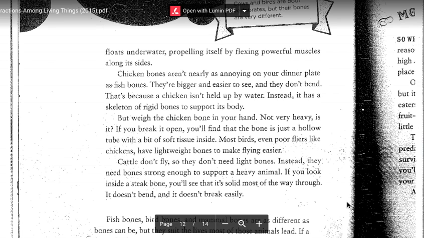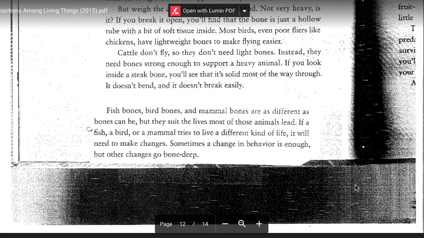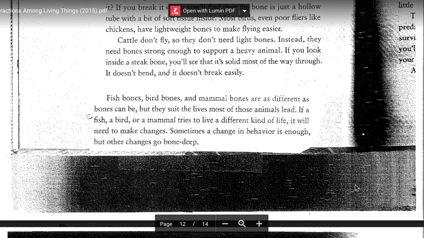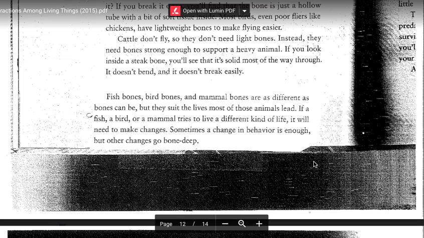Cattle don't fly, so they don't need light bones. Instead, they need bones strong enough to support a heavy animal. If you look inside a steak bone, you'll see that it's solid most of the way through. It doesn't bend, and it doesn't break easily. Fish bones, bird bones, and mammal bones are as different as bones can be, but they suit the lives most of those animals lead. If a fish, a bird, or a mammal tries to live a different kind of life, it will need to make changes. Sometimes a change in behavior is enough, but other changes go bone deep.